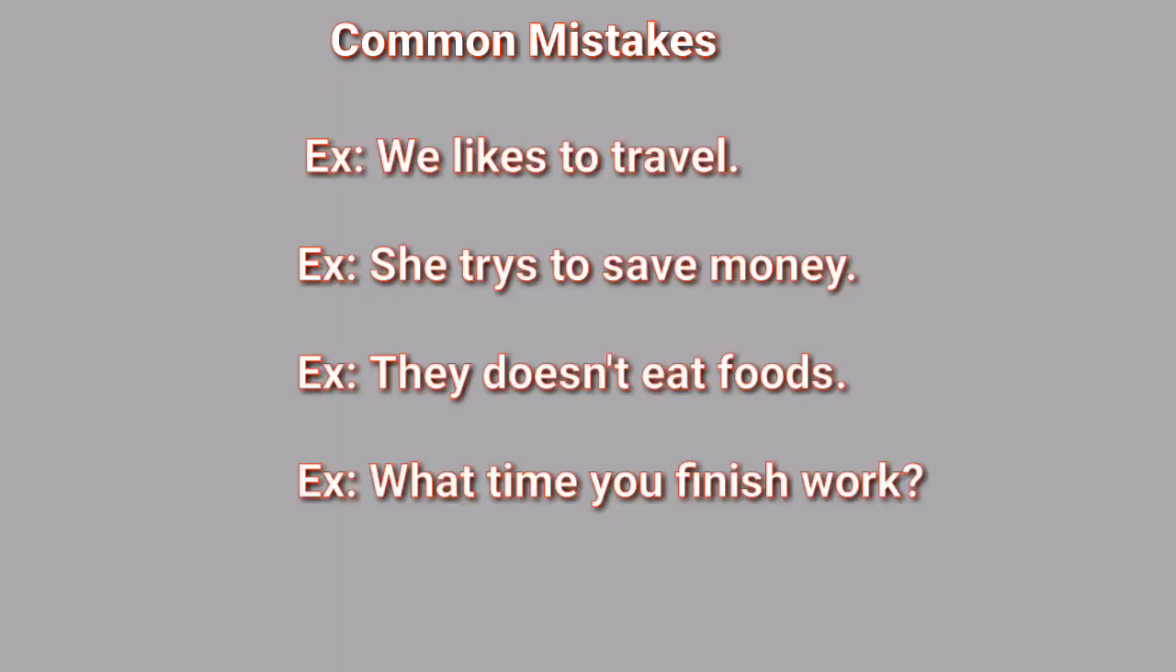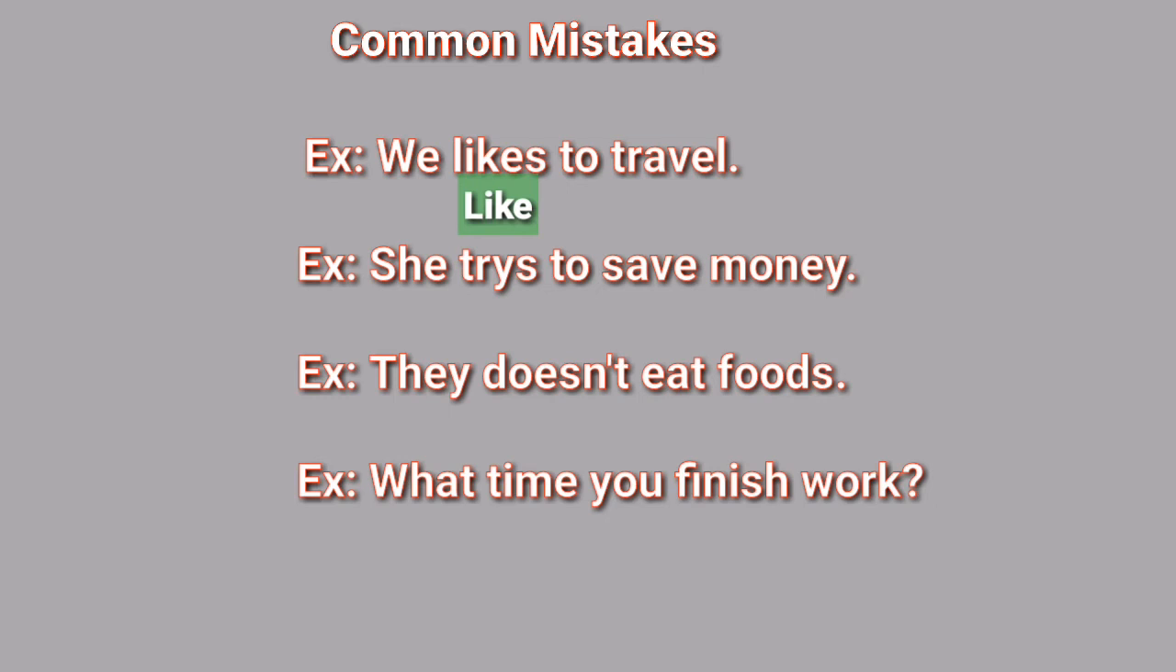Common mistakes people make when using simple present tense. First example, we likes to travel. It can't be likes, it should be like, because the subject is plural and we use s or es with the singular subject. Because we is a plural subject, it's not one person, it's two or three or more people. So we should say we like to travel.